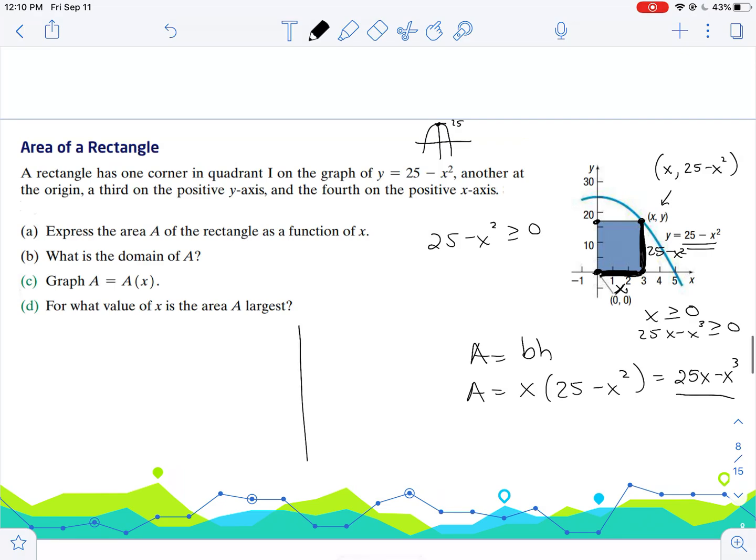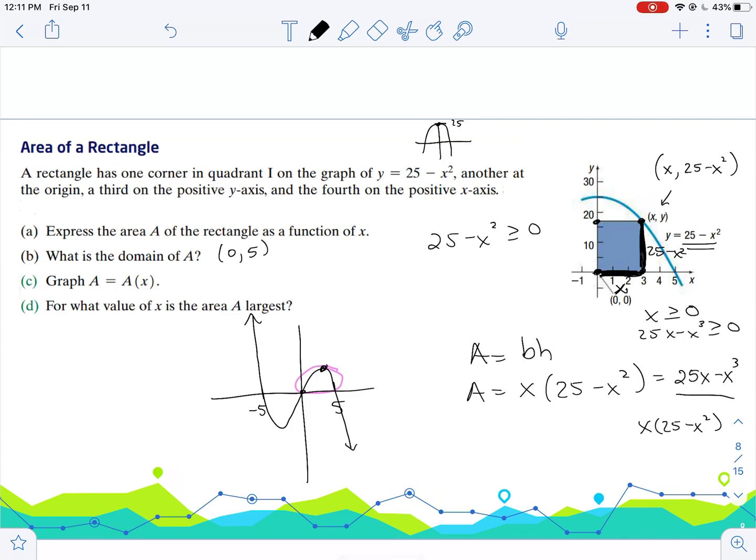If we wanted to graph A, it's going to be a cubic function, and it starts up and goes down. The factor would be 25 minus x squared, so it crosses at 5, negative 5, and 0. And so it's going to look something like this. That's not exactly right, but the piece of the function that makes sense for the area is going to be this. So the domain is going to be between 0 and 5. So 0 to 5 is going to be the domain, and that's going to be the graph of it. That's just a sketch. I'm sure we graphed it on Desmos.